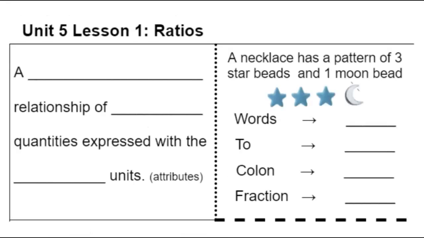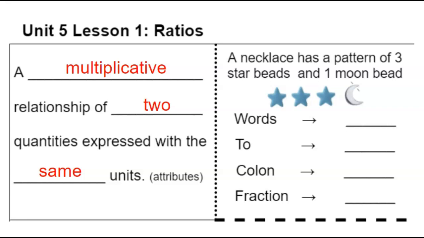A ratio is a multiplicative relationship, which means a relationship of multiplying, of two quantities expressed with the same units or attributes. So a ratio is a relationship of two different quantities with the same attributes. Let's see what that means exactly.